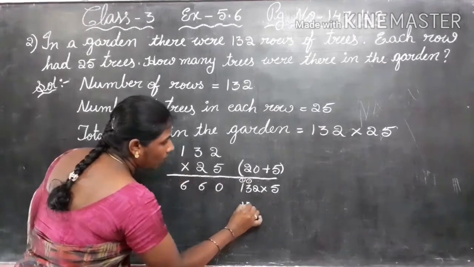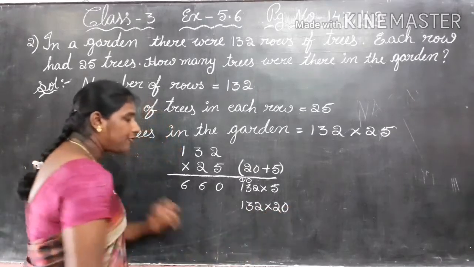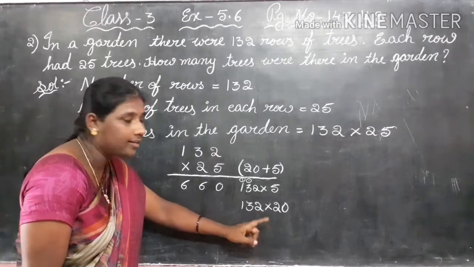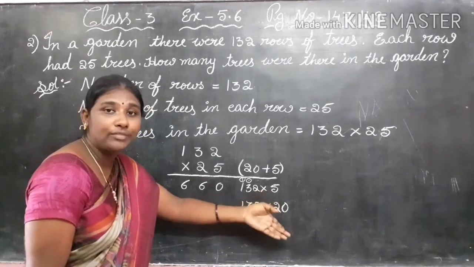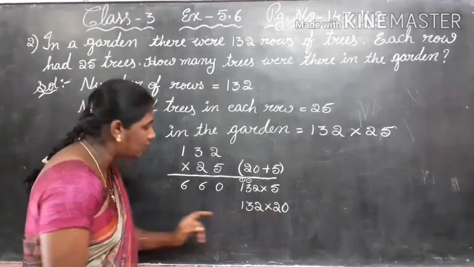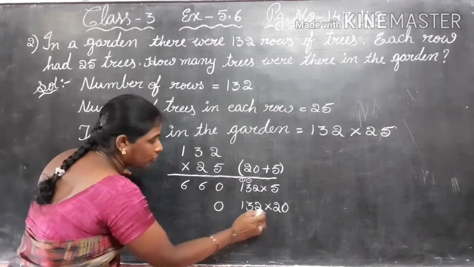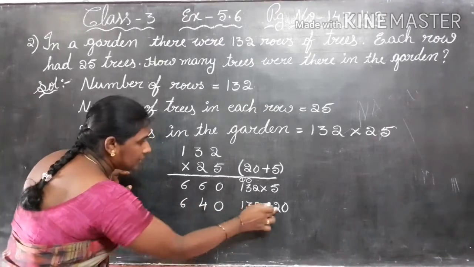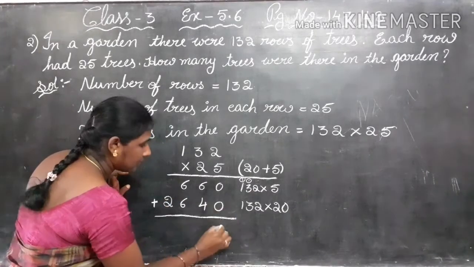Again next 132 into 20. While we are multiplying with 10, 20 like that, first we have to multiply the number with the tens digit. After the end of the product, we will put 0. So first we are writing 0 here. Next multiply with 2. 2 2s are 4. 2 3s are 6. 2 1s are 2.